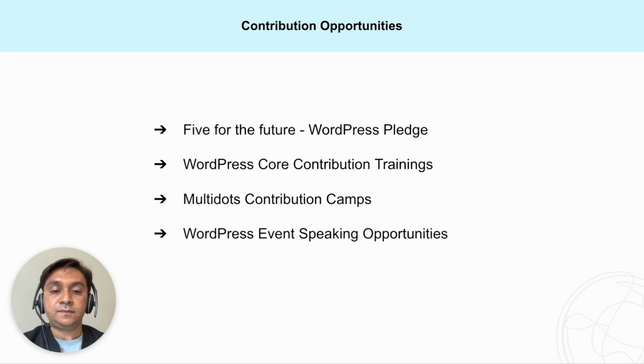Apart from these, we also encourage all of our dots to look at speaking opportunities at different WordPress events like meetups or WordCamps. And if you are someone who is motivated to participate in this, we have internal resources who can help you get ready and prepared for this. So those were the certain opportunities about contributions.